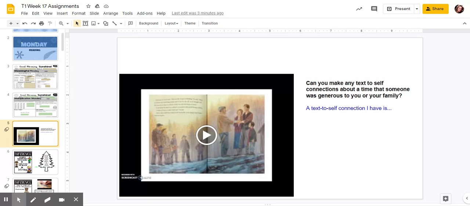Or you really enjoy Christmas trees. Or your house gets really cold sometimes. Any kind of connection to the book is a self-to-text or text-to-self connection. And you're just going to delete these 3 dots and complete the sentence.